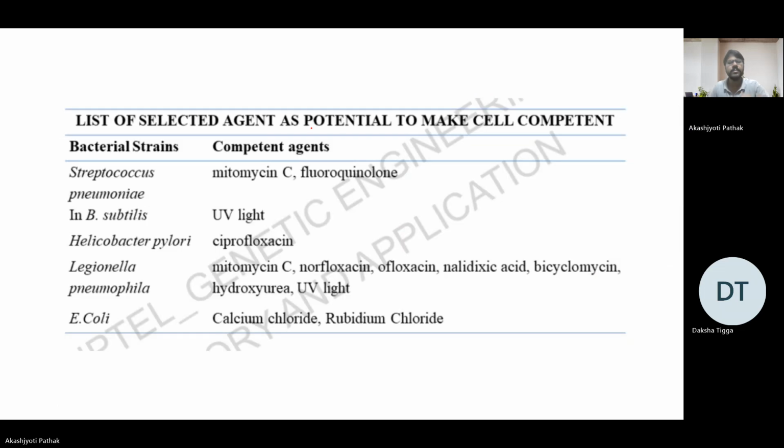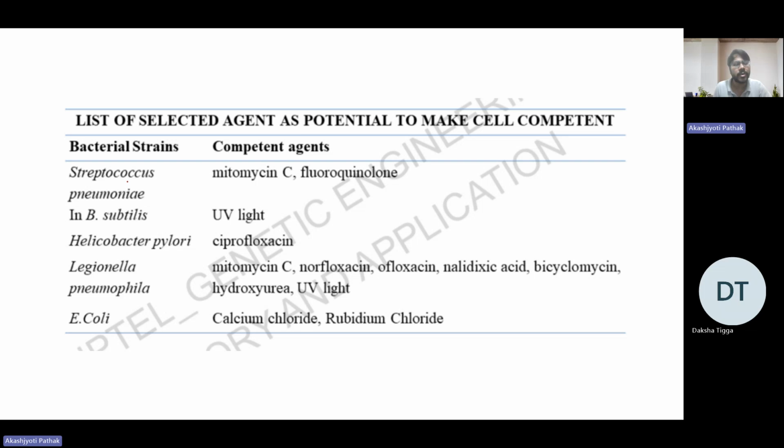Now, there are different chemicals by which you can make the cells competent. For E. coli cells, what chemical do we use? We use calcium chloride. Divalent cation salts are usually used, like calcium chloride; rubidium chloride also can be used. But for different bacterial strains, different chemical or competent agents are used. This table has been taken from the lecture slides, so you go through this table nicely.